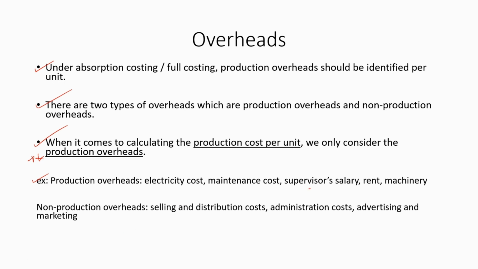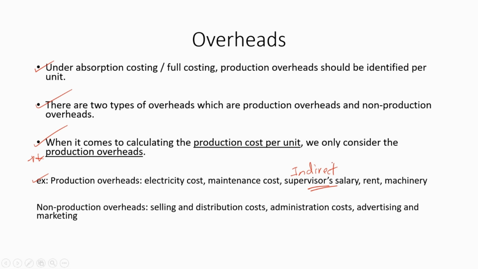This cost is very important: supervisor's salary. Most students think supervisor's salary is a direct cost, but actually this is an indirect cost, because supervisors do not get involved in the production directly. Only the laborers or the employees on the working floor will directly be involved in the production. What supervisors do is supervise the employees. So supervisor's salary is not a direct cost.